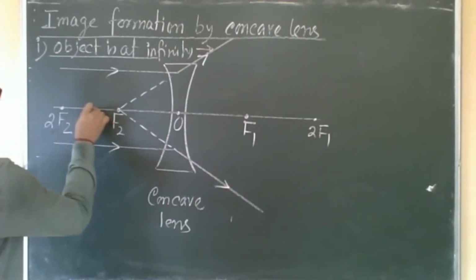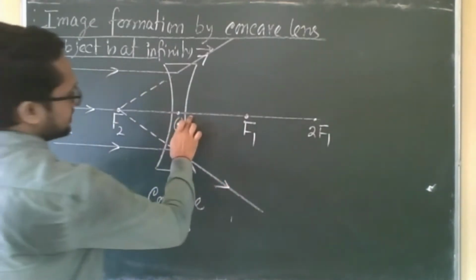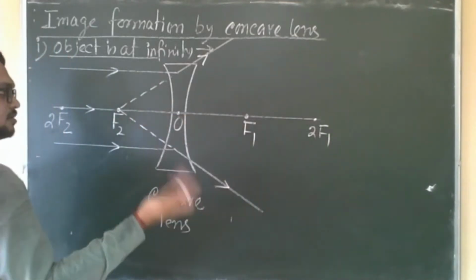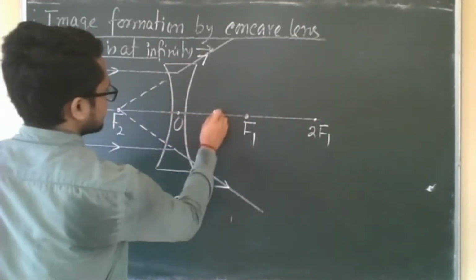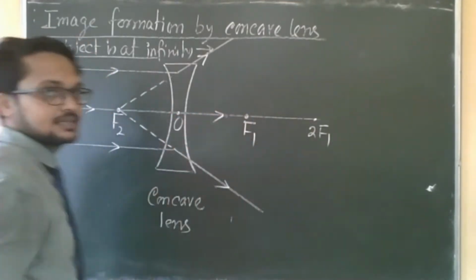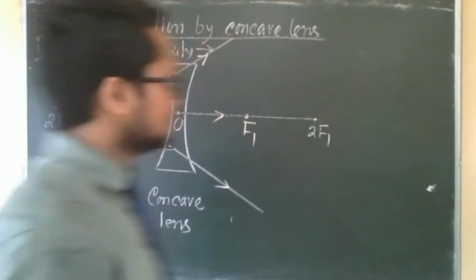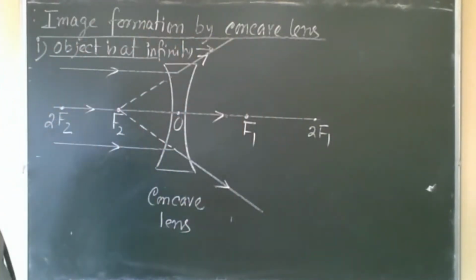Another ray you can take. This is the third ray, which is passing through the optical center. There will be no deviation, nothing. It will go in this way. So this is the first case.